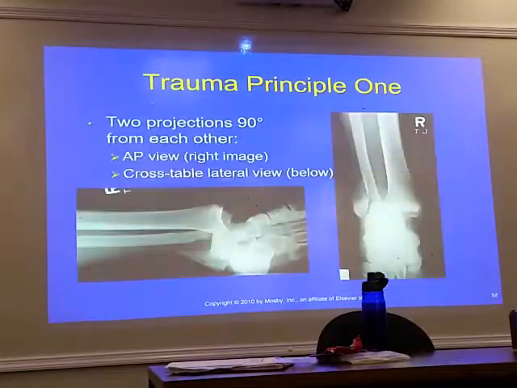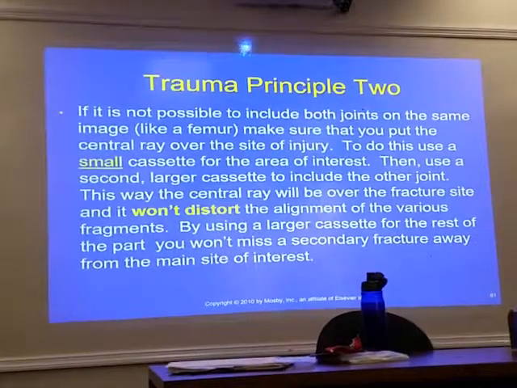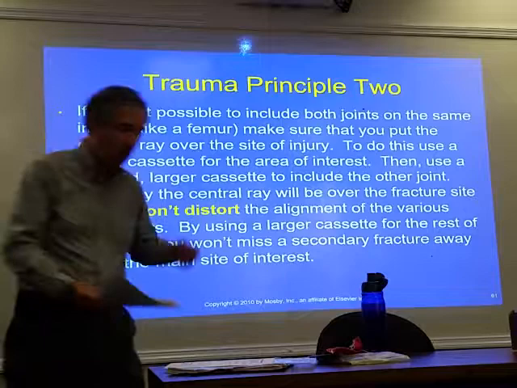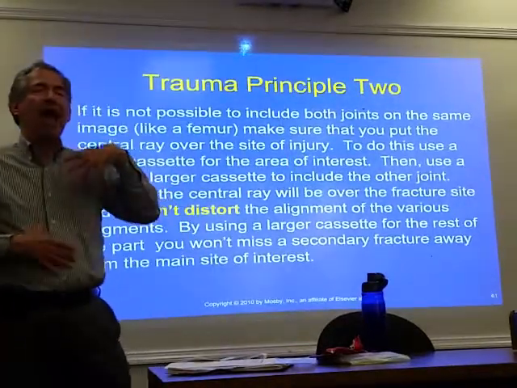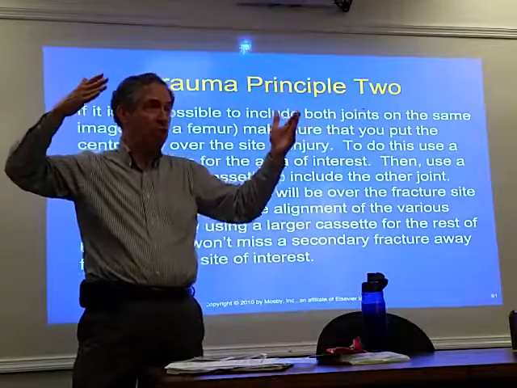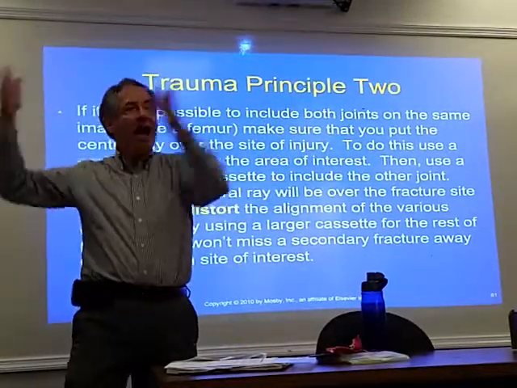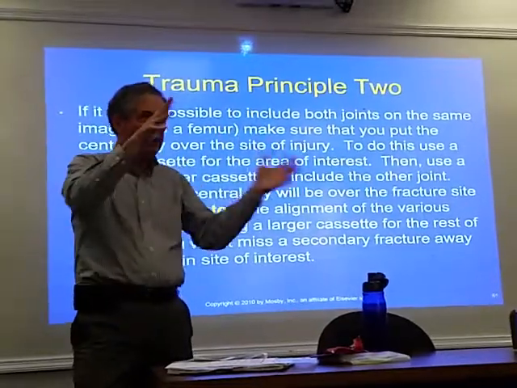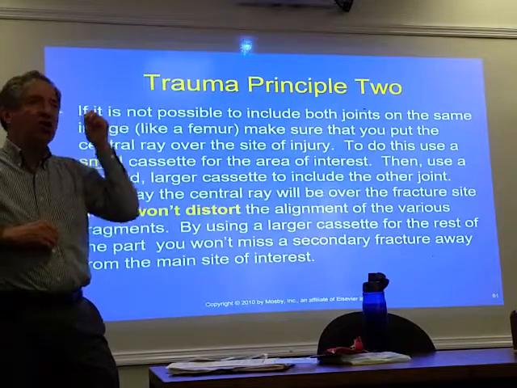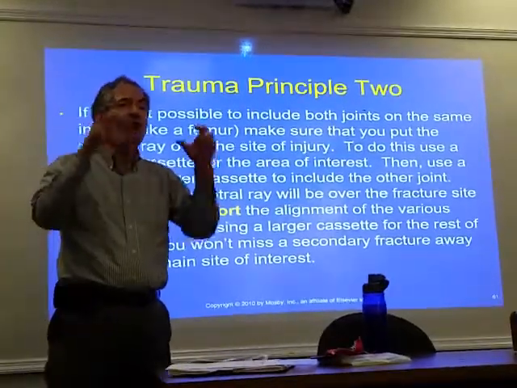I'm not really going to go over a whole lot of this stuff. You can read some of this on your own. One of the things I do want to point out, and we'll go over this when we talk about a femur, is that you're not going to be able to get a femur a lot of times on one picture. You're going to need a 14 by 17 and a 10 by 12 light field or cassette. So you always want to put the smaller light field or cassette over the area of interest.